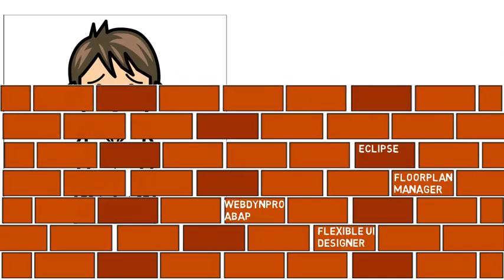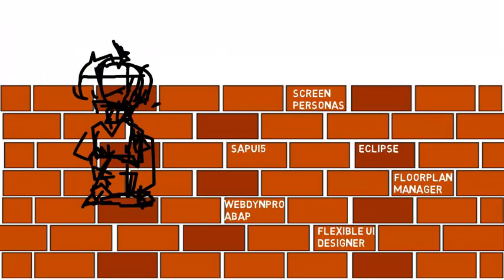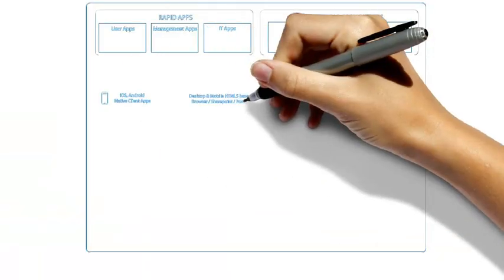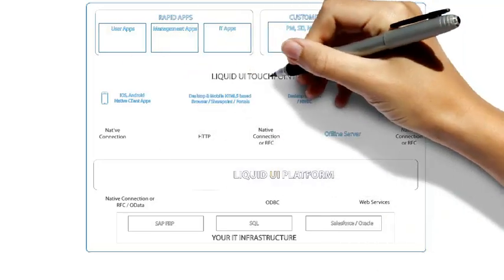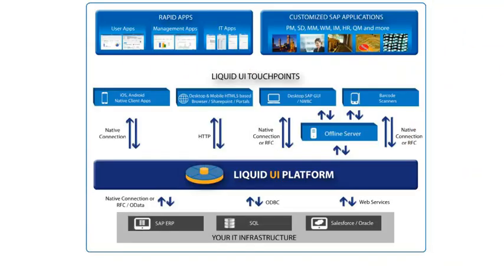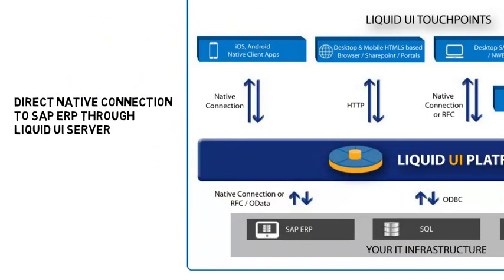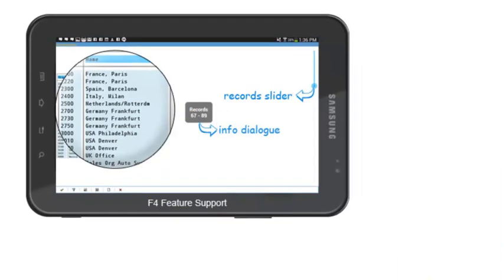And with all the technologies, don't forget about all the training and time to learn all the new technologies and tools. With the Liquid UI patented technology, a direct connection is established to your SAP system, which means you can use all the power of SAP, such as F4 list options, F1 help, and so on.